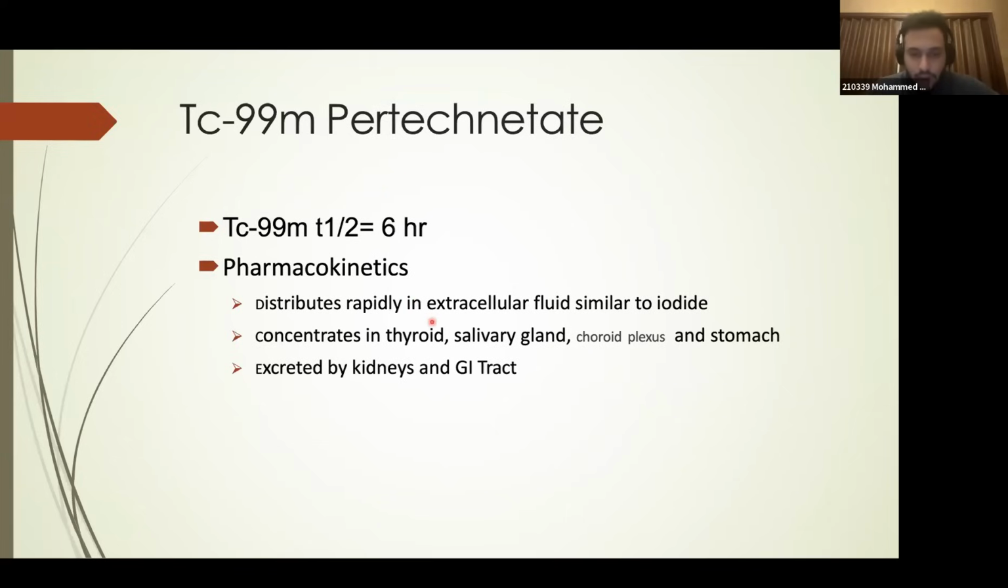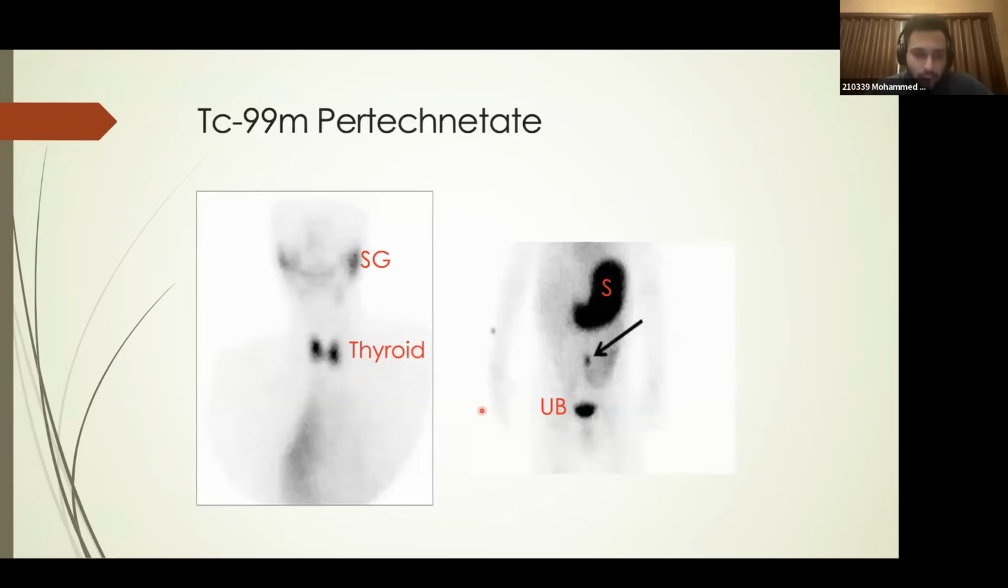Okay, perfect. So to continue, you want something that's very specific to the thyroid, such as radio-labeled iodine, which is iodine, for example, 123. Salivary gland, same thing, choroid plexus and stomach, and it's excreted by the kidneys and GI tract. This is showing you how you can check for the thyroid, the salivary glands, the parotid gland, for example. Here's the stomach and here's the urinary bladder.